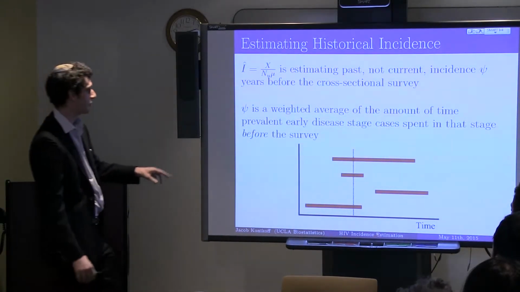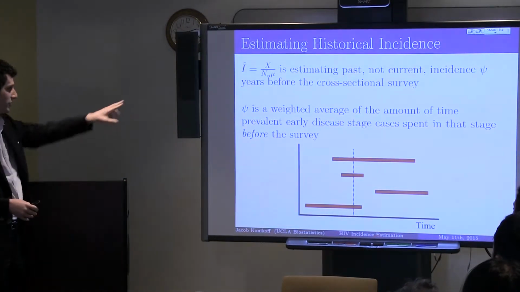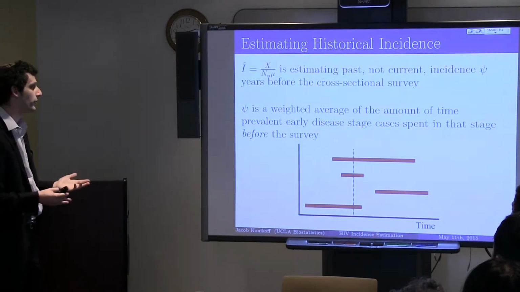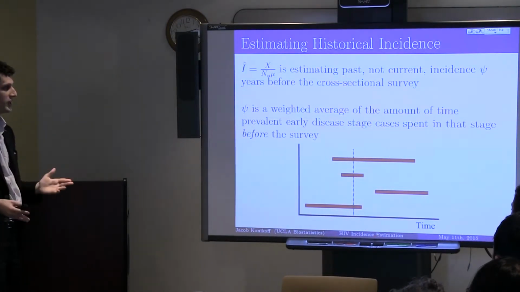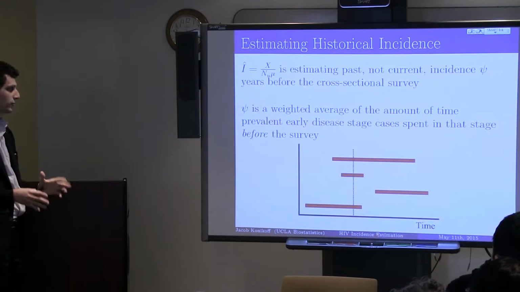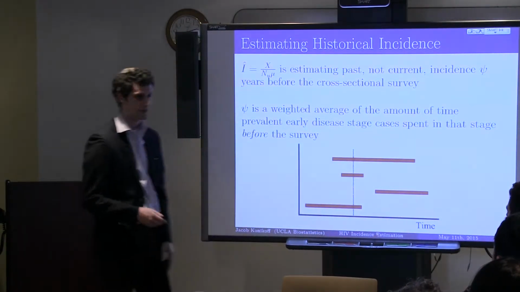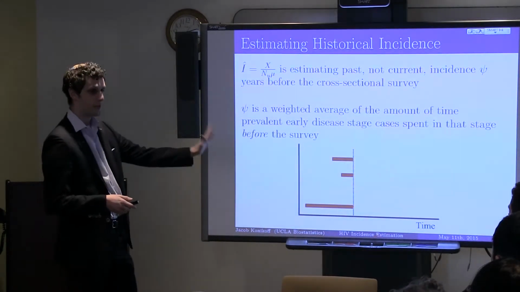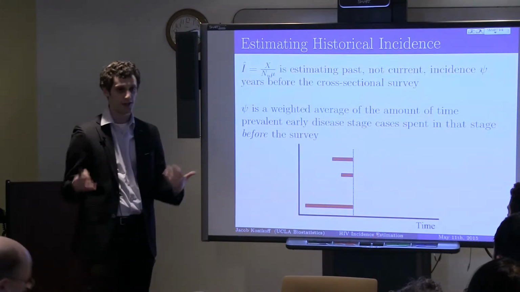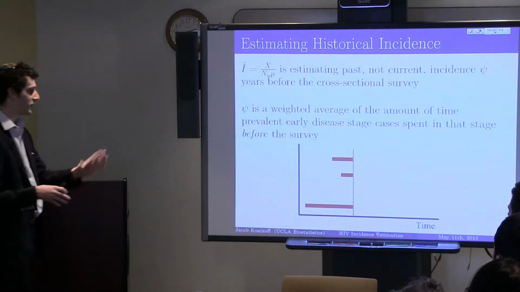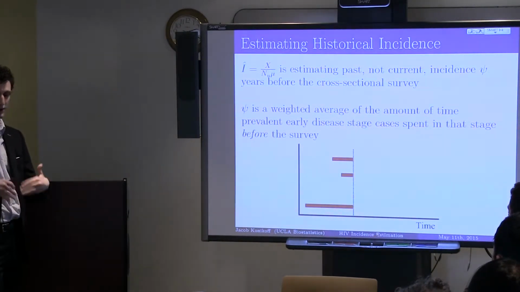Instead, our estimator is actually measuring incidence in the past. And the point in the past, I'm going to denote psi, or we're going to call it the shadow, where this shadow is a weighted average of the amount of time prevalent early disease stage cases have spent in that early disease stage before the survey. So if you look here, we have these 4 people. 3 of them are in the early disease stage at the time of the survey. So how long they've spent in that early disease stage before the survey will determine when we're approximating incidence, which is to say that since these people were infected at some point in the past, they don't tell us information about what the current incidence is.